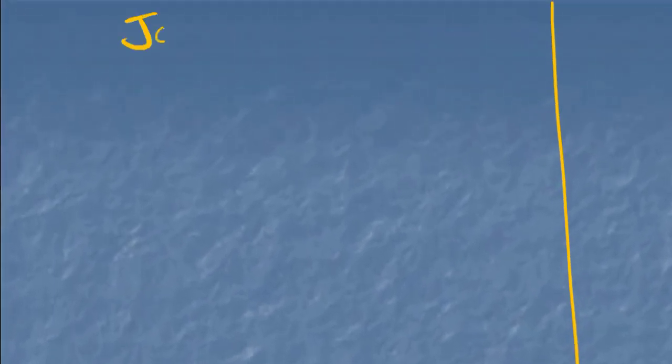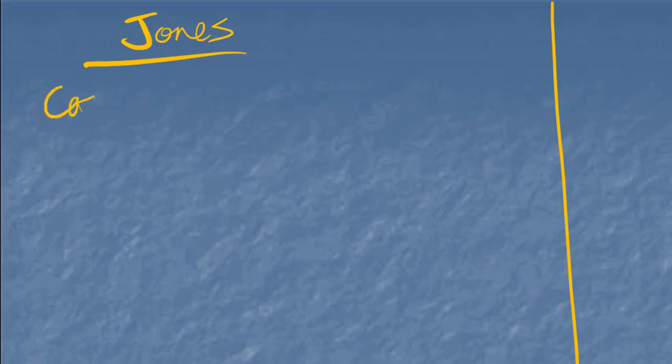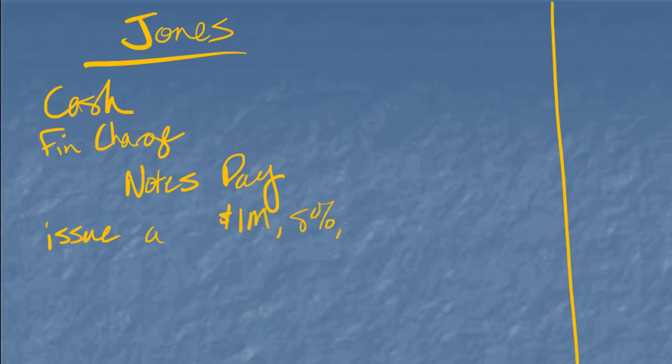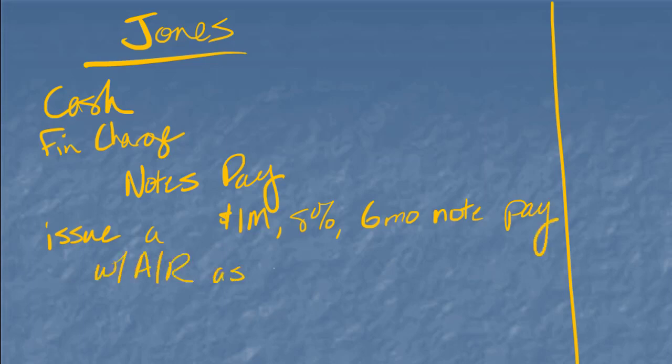So let's start with Jones. We're going to get some cash up front, and we know they've charged us a finance charge of 2%, and then we're going to create not a notes receivable this time, but a notes payable. It's a debt credit balance. This is to issue a $1 million 8%, 6-month note payable with accounts receivable as collateral.